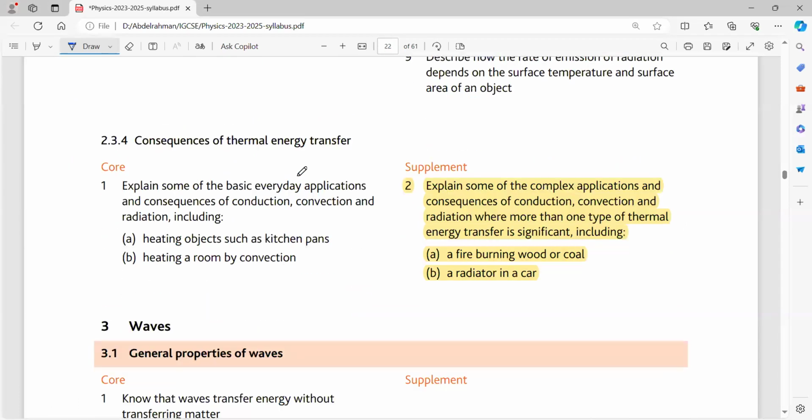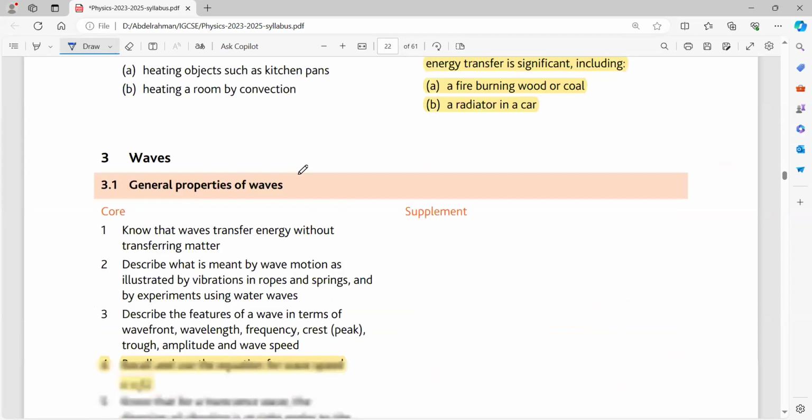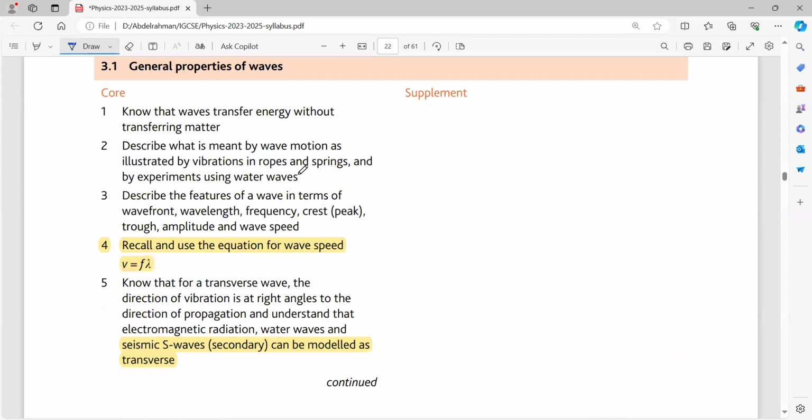Consequences of thermal energy transfer: heating up objects such as kitchen pans, heating up the room by convection. We know these consequences. Again, you're not required to know the supplement. You're not required to know anything on the right-hand side. That's it. So now we're done with unit 2.